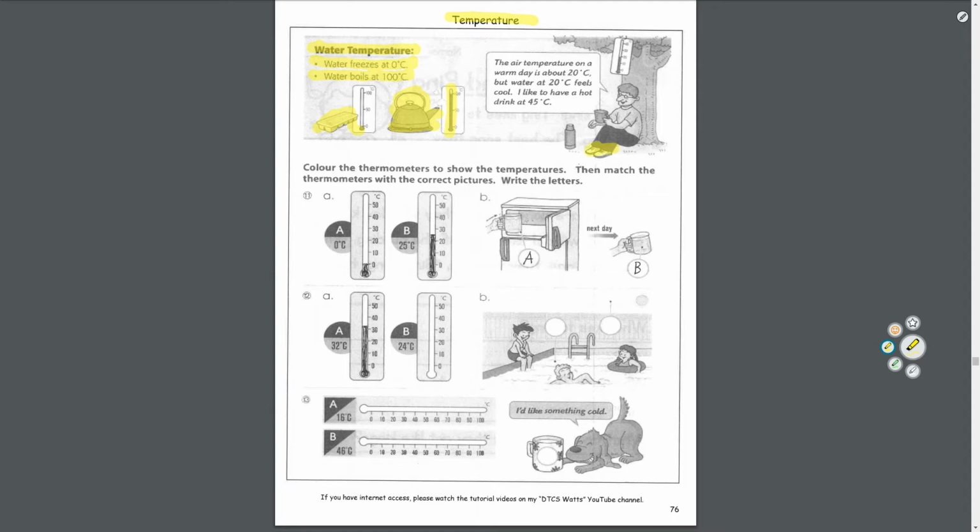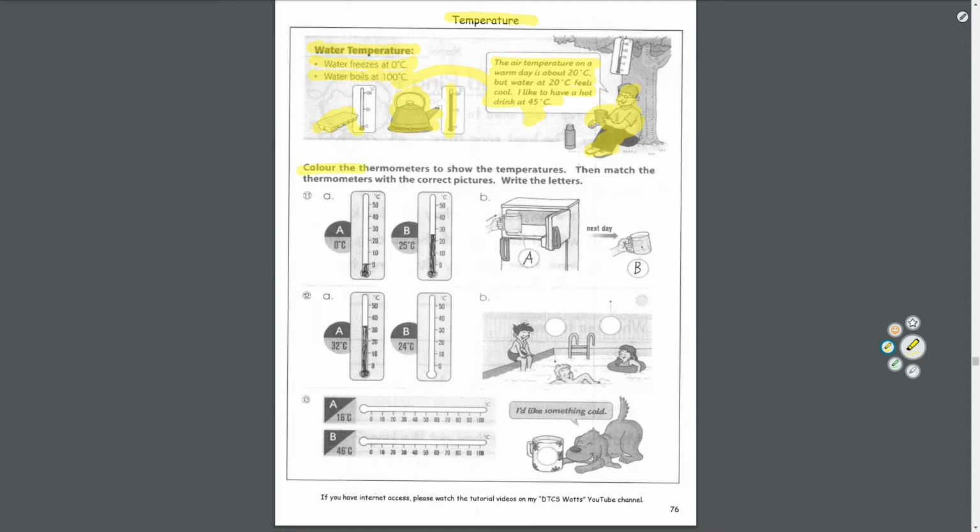And this guy sitting by the tree drinking some hot chocolate, the air temperature on a warm day is about 20 degrees Celsius. But water at 20 degrees Celsius feels cool. I like to have a hot drink at 45 degrees Celsius. So you would never drink boiling water at 100 degrees. You'll burn yourself. But if you let it get too cold, it doesn't taste good either. It's nice when it's a little bit hot, 45 degrees.